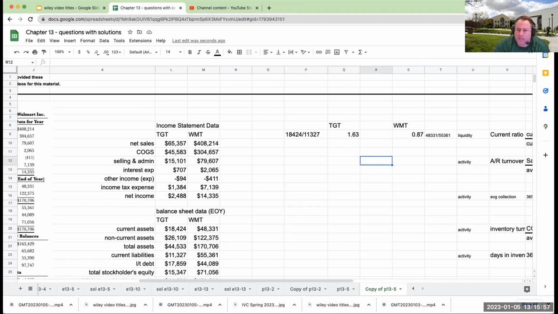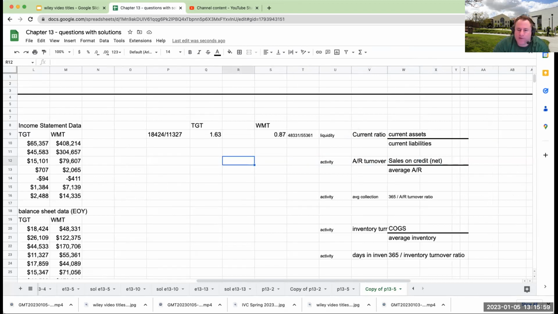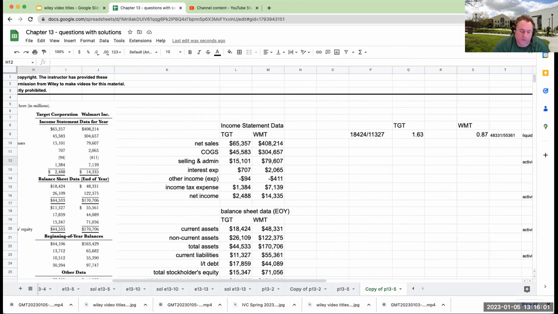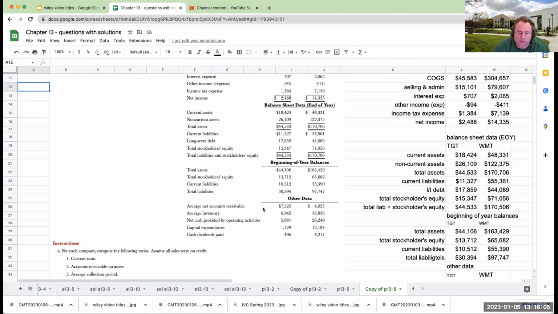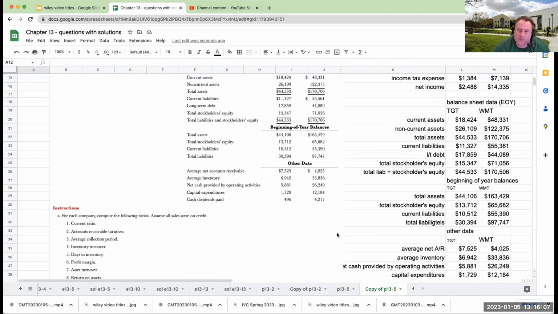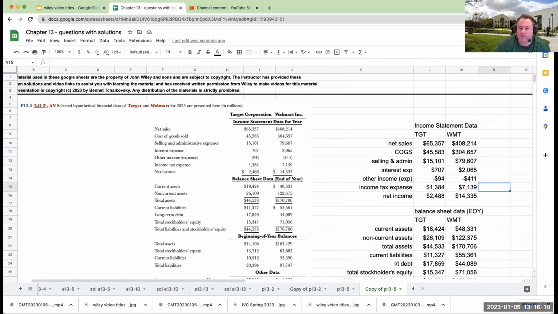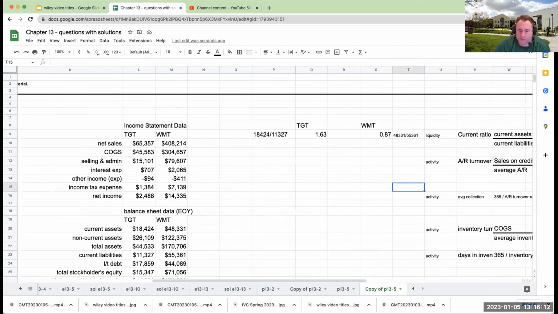Okay. AR turnover, right? Sales on credit. And let's see what the question said over here. For each company, compute, assuming all sales were on credit. Okay, which we know is not the truth, but we'll go ahead and oblige them. So AR turnover is going to be for Target, it's going to be 65,357.